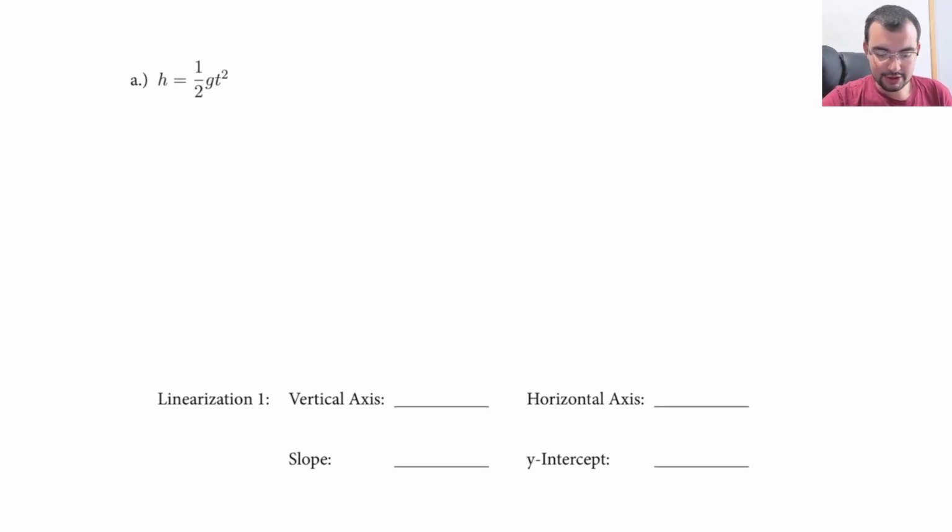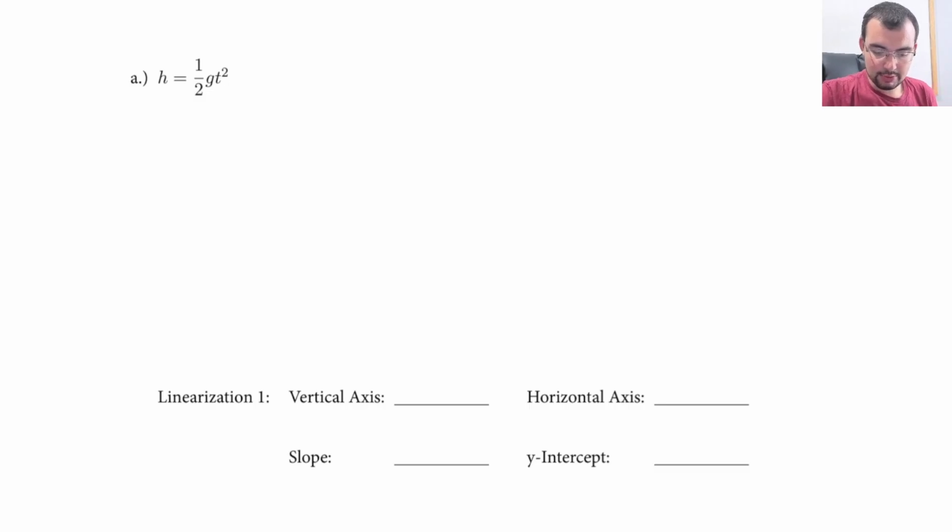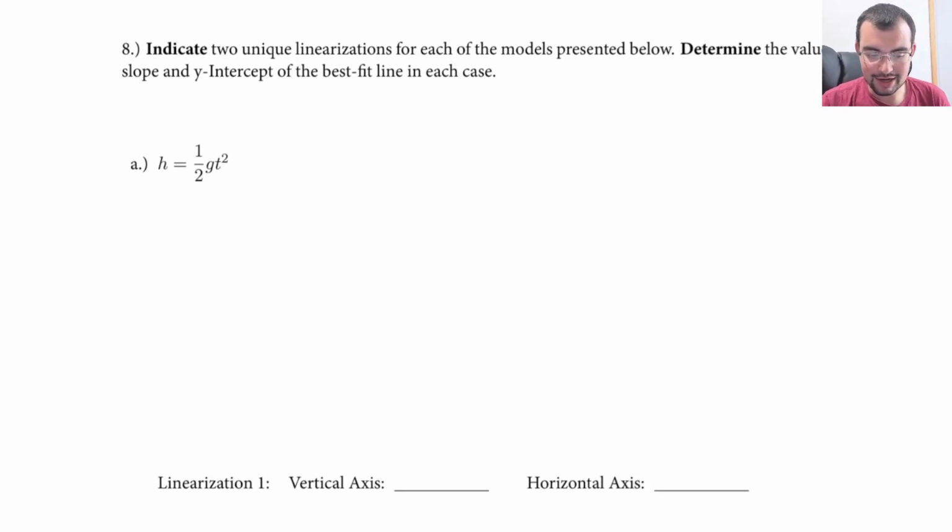All right, so we're going to linearize this two different ways. We want the blank versus blank and what the slope and y-intercept of our model should be. So the slope will be the number in front of the x, and the y-intercept will be any pluses or minuses. So notice we cannot graph h versus t because of the square.